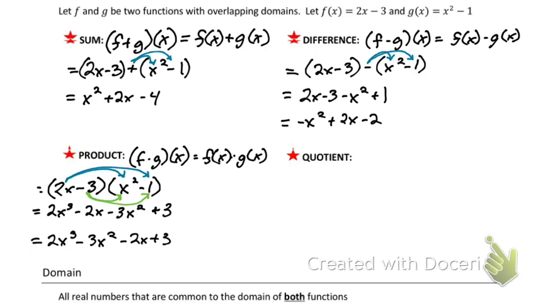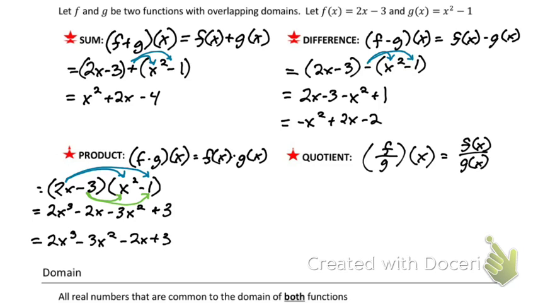Quotient, we're just going to put a division sign between them. So for quotient, it'd be f divided by g of x, which would be the same thing as f of x divided by g of x. There's one big thing we need to note, though. We have a fraction. Fractions automatically limit a number in our domain. Your denominator can never be 0. Whenever you're dealing with fractions, you should always remember your denominator cannot be 0.